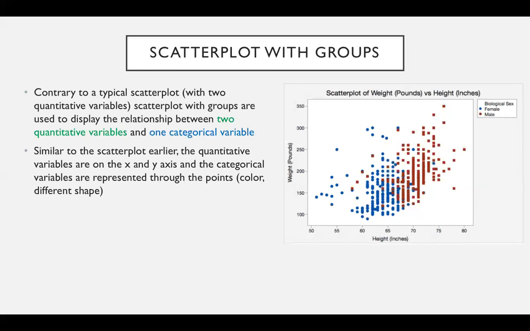So it's easy to distinguish between the males and the females because the females are in the blue dots and the males are in the red dots, so it's easy to tell. But you can just see how the data is all put together, so it's kind of hard to see a pattern between the two. But here the quantitative variables are on the x and the y-axis, and then the categorical variables can be represented by color or different shape. Here they're both represented by color and a different shape, but sometimes it'll just be one or the other. Just something to keep in mind there.